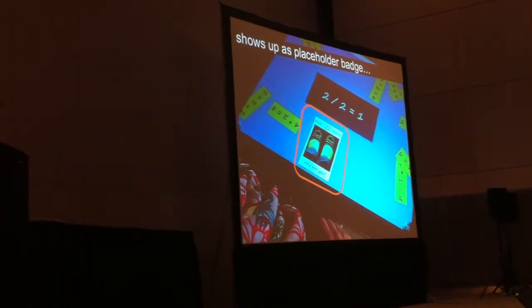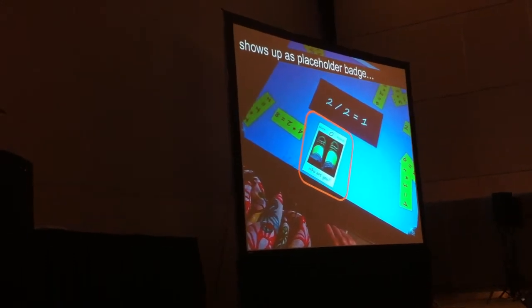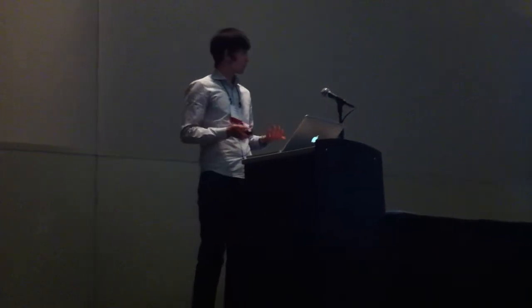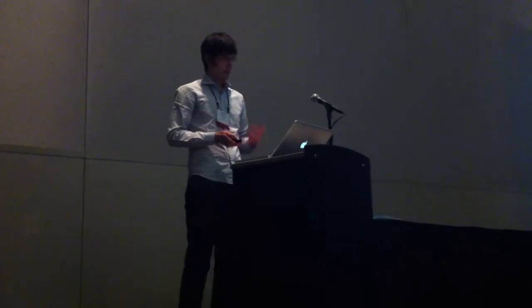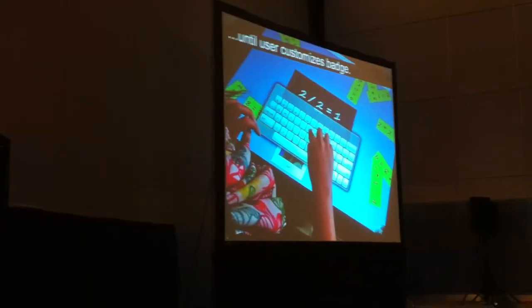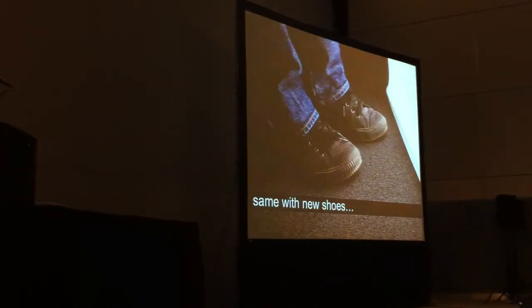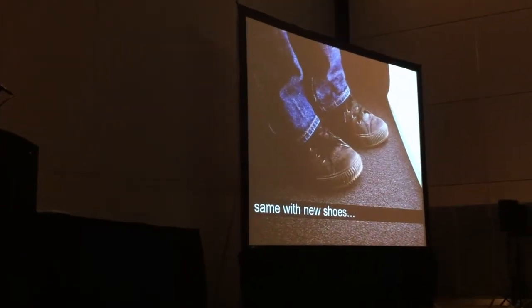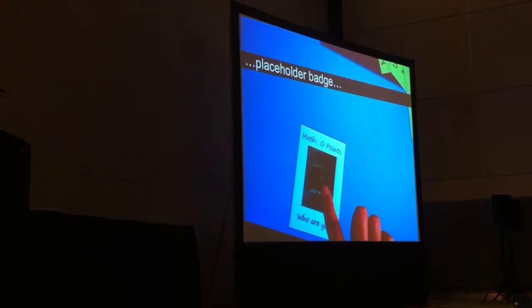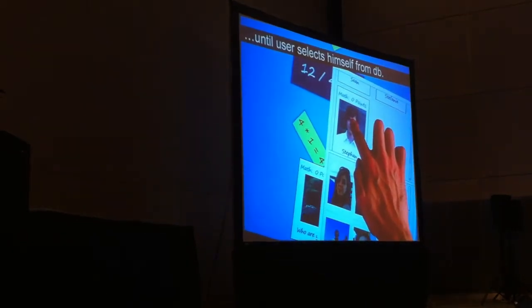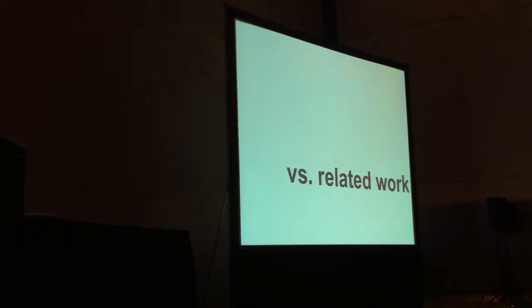So when a new user comes up to the system, a placeholder badge shows up, since the shoes are not in the database yet, and the user is asked to enter her name or upload a photo. The same thing happens when I come in with new shoes. So a placeholder badge shows up, and then I can basically link the shoes to my profile.